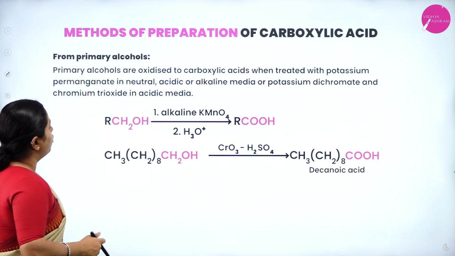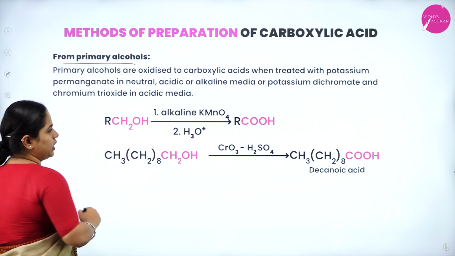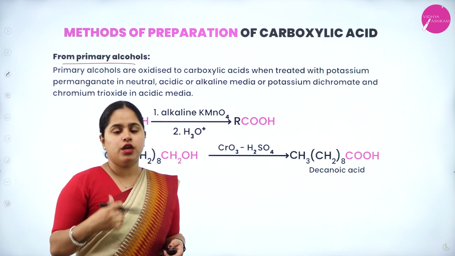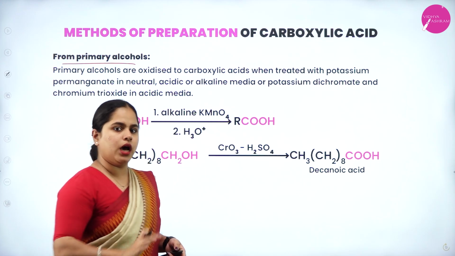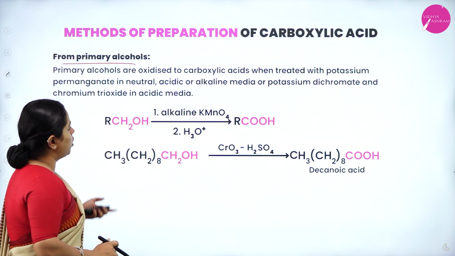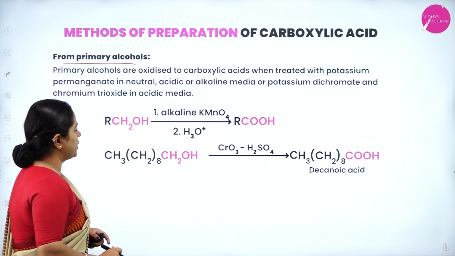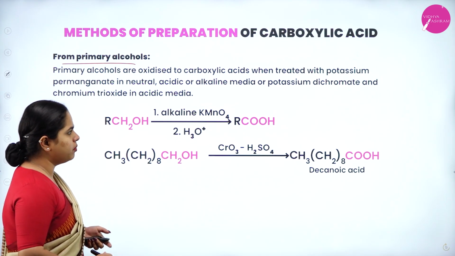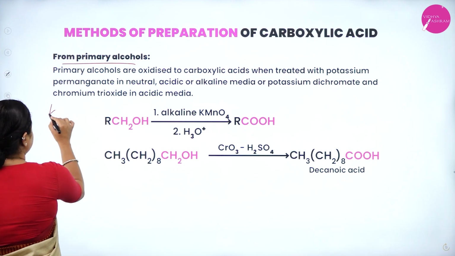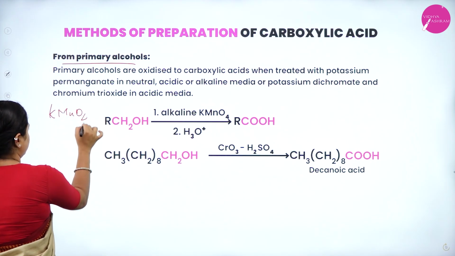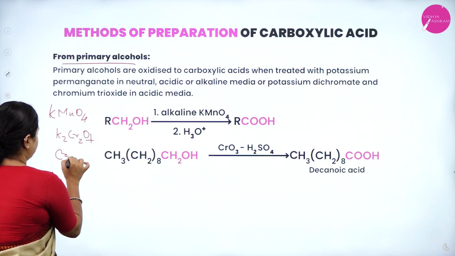Clear? Now, moving on to the different methods of preparation of carboxylic acid. First one is from primary alcohols. We have already studied this. Using a strong oxidizing agent, we can convert primary alcohols to carboxylic acid, right? Primary alcohols are oxidized to carboxylic acid when treated with potassium permanganate in neutral, acidic or alkaline medium, or potassium dichromate or chromium trioxide. So you can use KMnO4 or K2Cr2O7 or else CrO3.